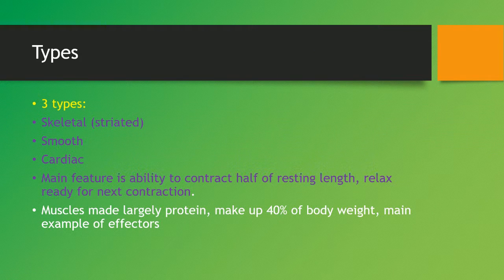Muscle's quite a nice topic. I quite like muscle, and so it should be quite interesting. So there's three different types of muscle. They are known as skeletal, which is also called striated. You also have smooth muscle and cardiac muscle.